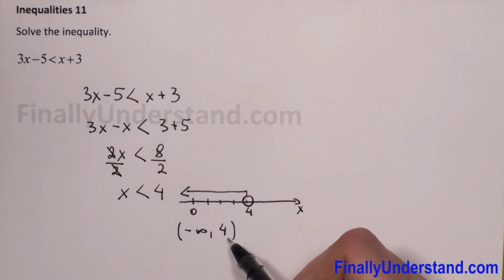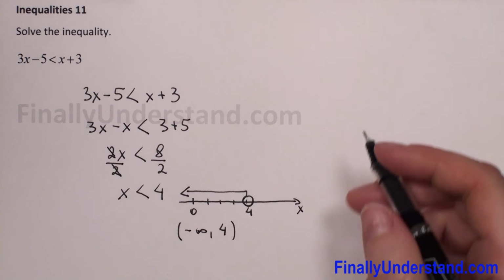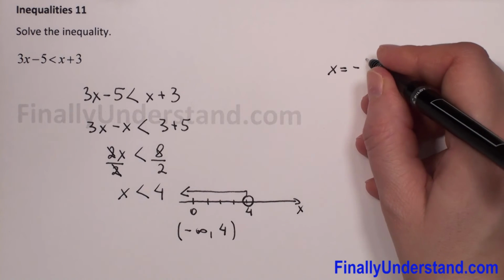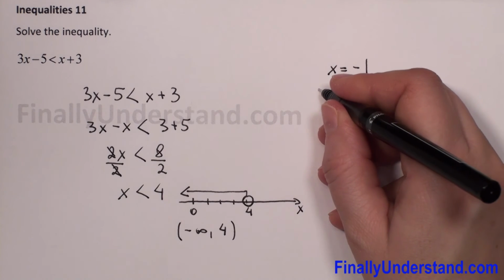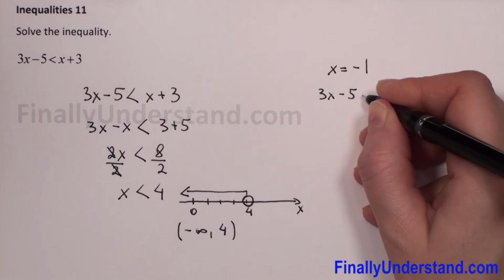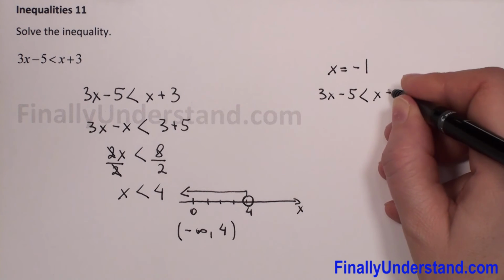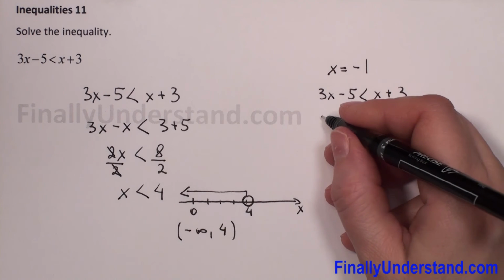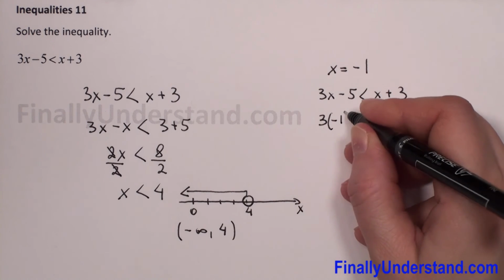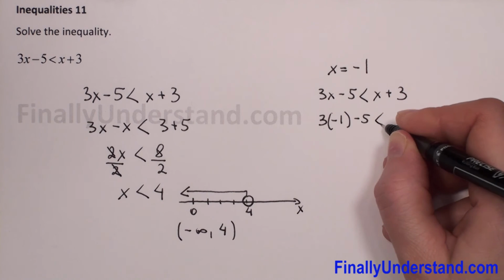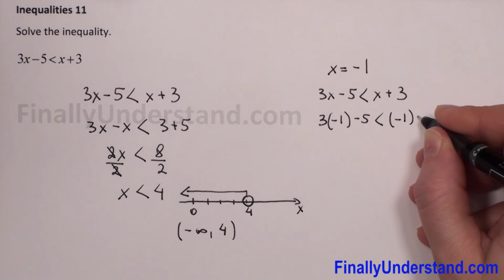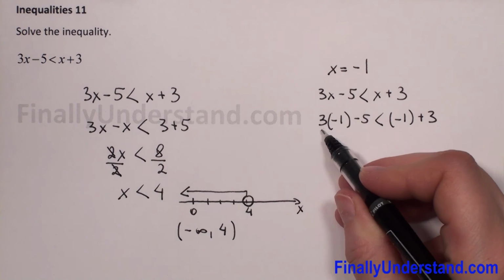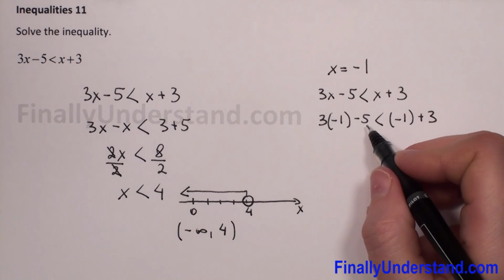I have to choose one number from this interval, for example, x equals negative 1. So I have 3x minus 5 is less than x plus 3. Let me replace x by negative 1. So I have 3 times negative 1 minus 5 is less than negative 1 plus 3. Negative 1 times 3 will be negative 3.